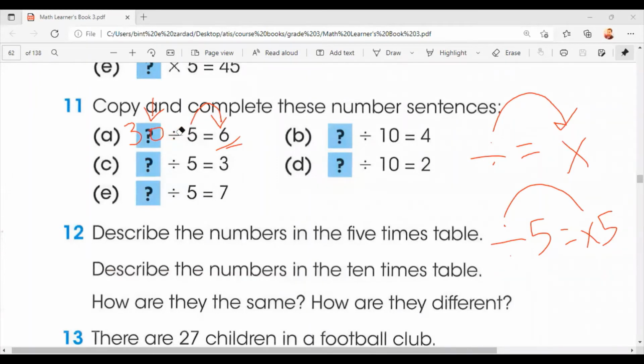This is for the beginning. Okay, same like this. Part B: 10 multiplied by 4 is 40. 10 multiplied by 2 is 20. 5 multiplied by 7 is 35.